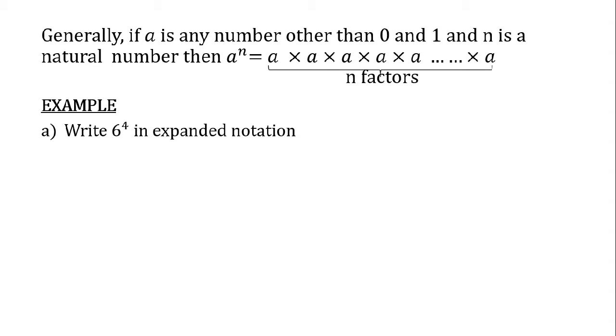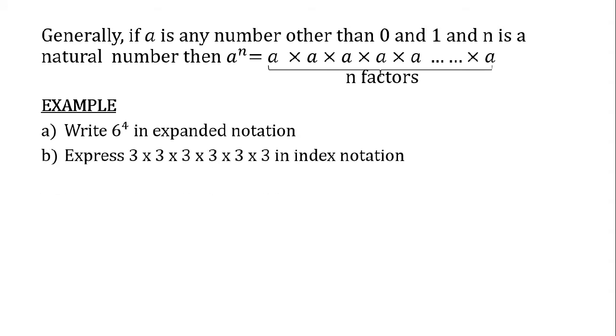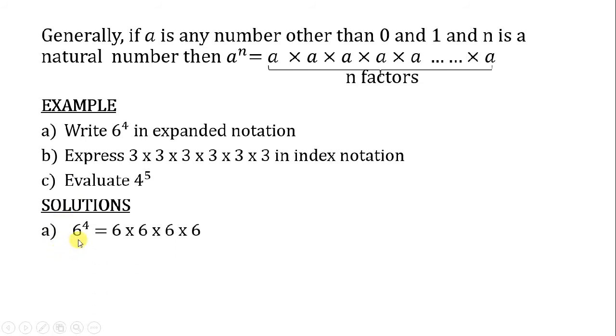We have: A, write 6 to the power 4 in expanded notation. B, express 3 times 3 times 3 times 3 times 3 times 3 in index notation. And C, evaluate 4 to the power 5. Let's look at our solutions. We have 6 to the power 4 in expanded notation. 6 is our base and 4 is our power or index. So 4 is showing us how many times we are supposed to multiply 6 by itself.